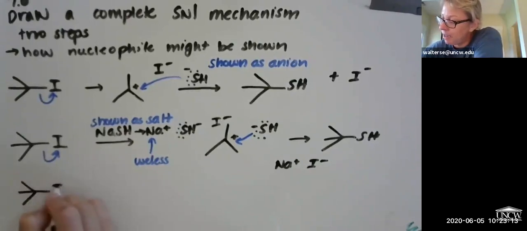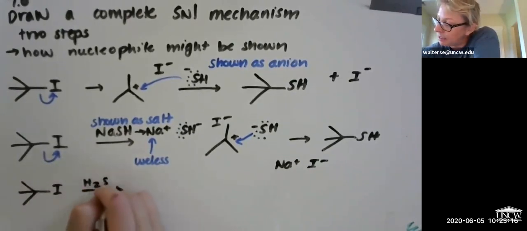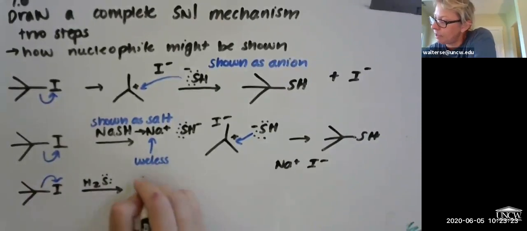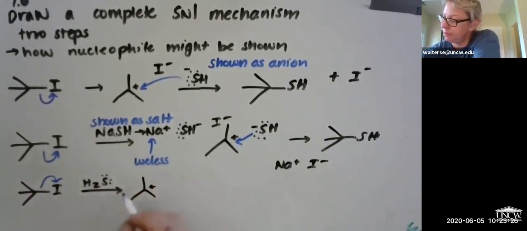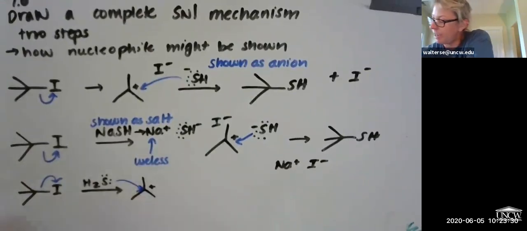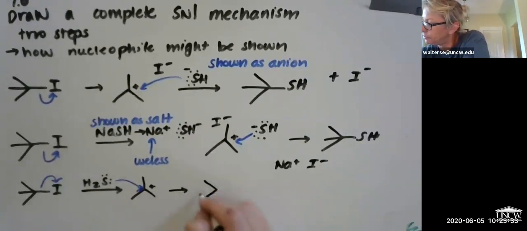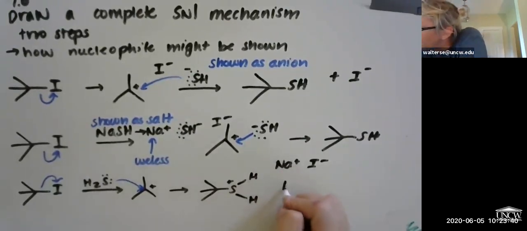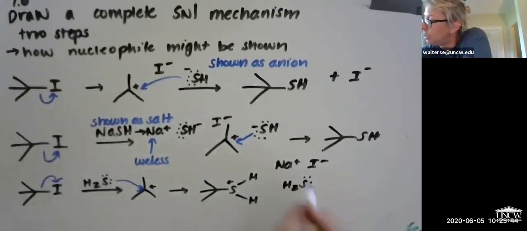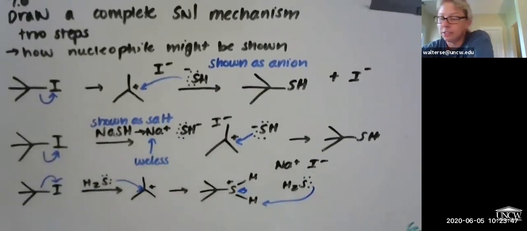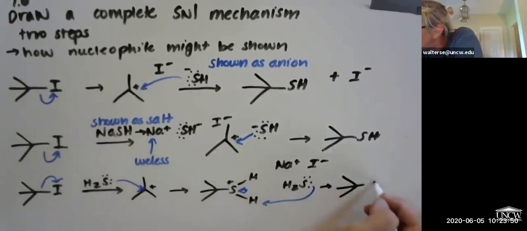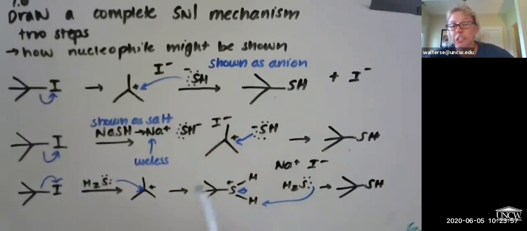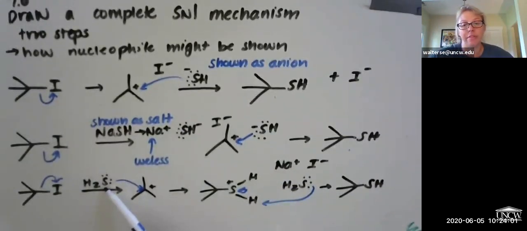So if instead I put H2S in, lose my leaving group, make my carbocation, attack my carbocation, make my protonated product, deprotonate it. And I end up, you see, I end up with the same things. It's just drawn in different ways based on the source of my nucleophile.